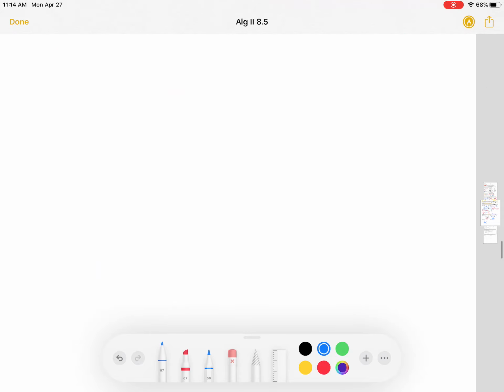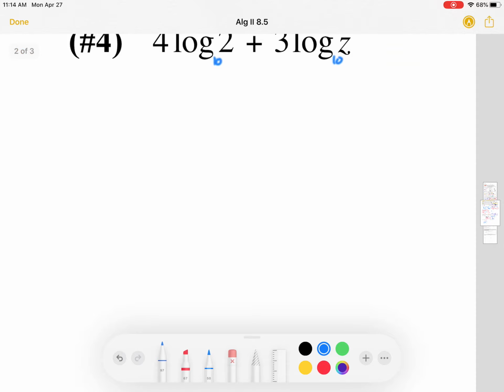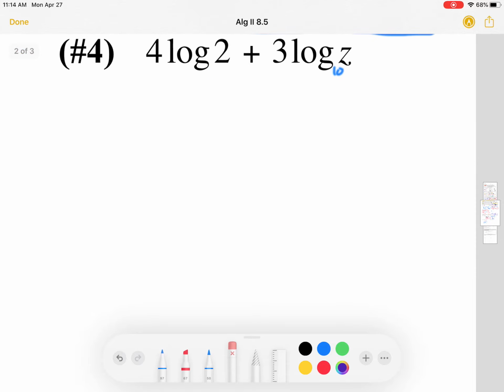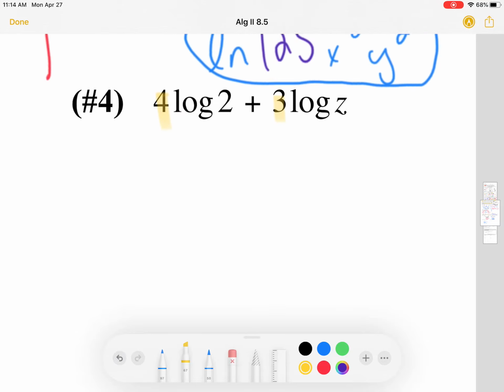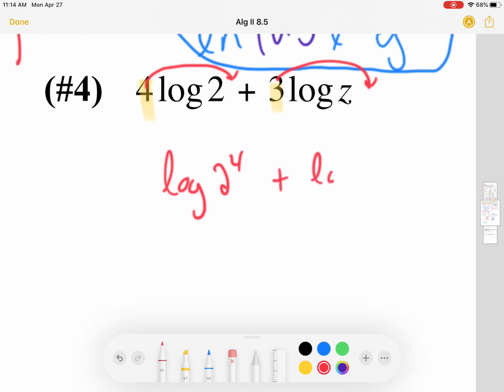Okay, here we go. Last one, numero 4. Okay, I have 4 times log of 2 plus 3 times log of z. These have the same base. Remember, if there's no base, it's technically a 10 right there. So, same base, I can combine them, but first I look, hey, is there a number out front that I bring up to the exponent? There sure is. I'm going to bring this guy up to the 2, this guy up to the z. I get log of 2 to the 4th plus log of z to the 3rd.